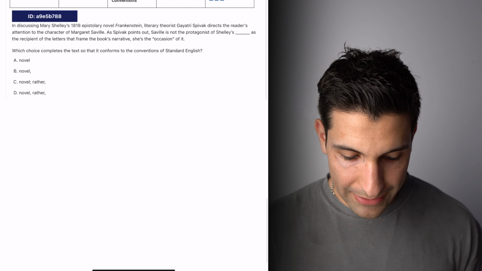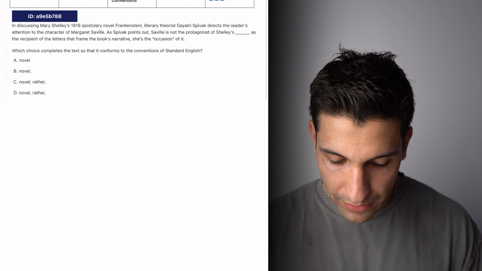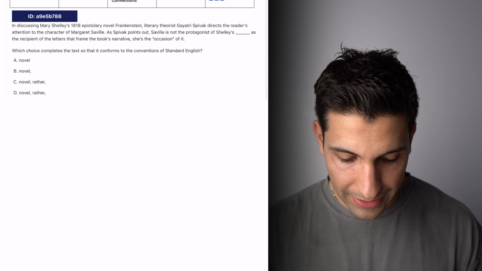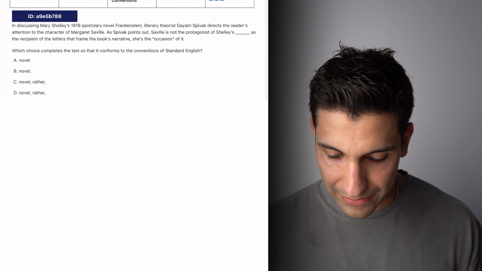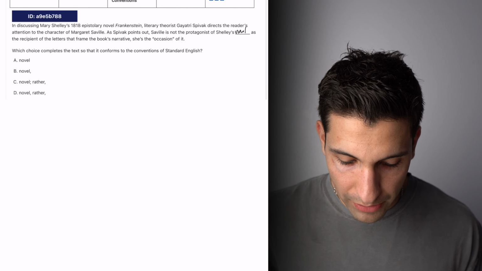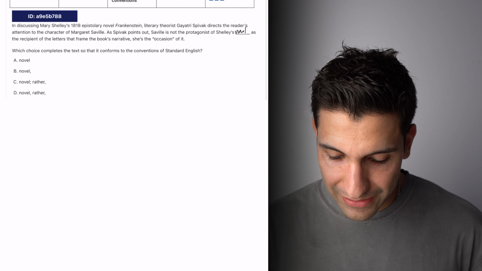So in our last question, it says, in discussing Mary Shelley's 1818 epistolary novel Frankenstein, literary theorist Gayatri Spivak directs the reader's attention to the character of Margaret Saville. As Spivak points out, Saville is not the protagonist of Shelley's blank, "so novel," as the recipient of the letters that frame the book's narrative, she's the occasion of it. As Spivak points out, Saville is not the protagonist of Shelley's novel.